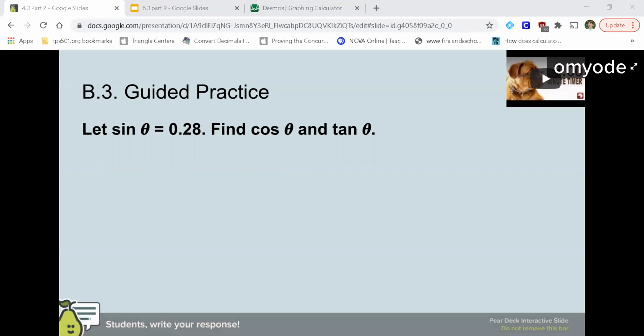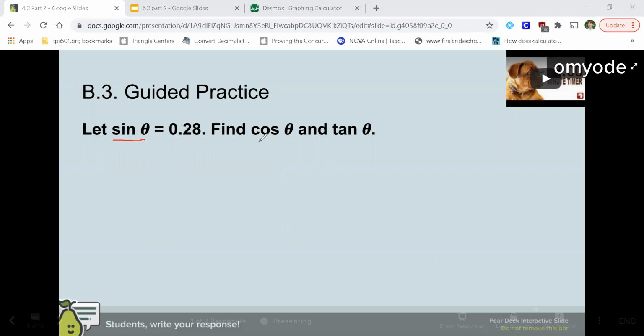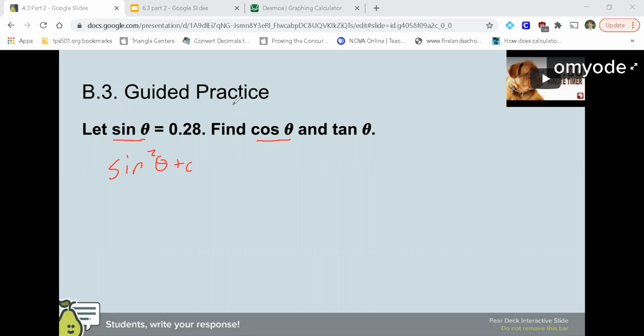So, yep, I believe those are right. Anna, you want to help me through this? What trig identity could I use to relate sine and cosine? We can use the same one we did last time under the Pythagorean identities. That's right. So that we get 0.28 squared plus cosine squared equals 1.